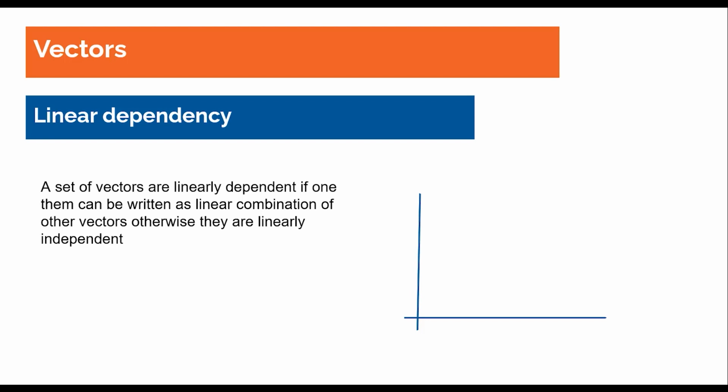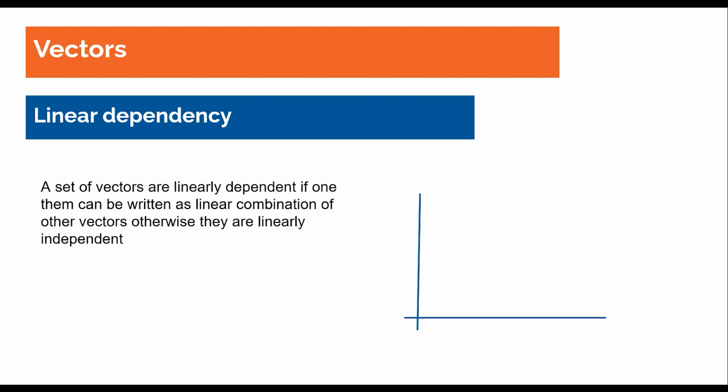A related concept to linear combination is linear dependency, and the opposite of it, linear independency. Assume that we have a set of at least two vectors. If we would be able to write one of these vectors as a linear combination of the other vectors, we would say that vectors in this set are linearly dependent. Otherwise, these vectors are linearly independent.